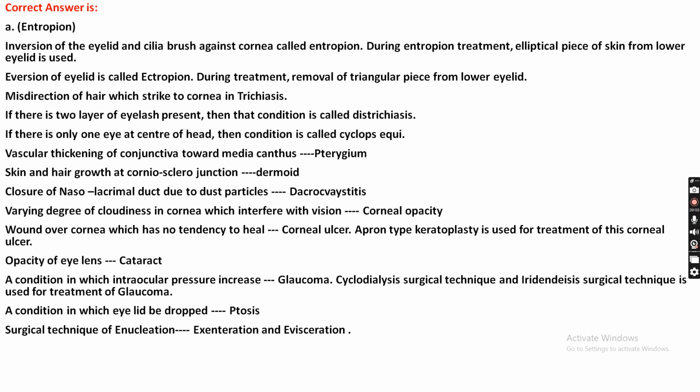If there is an ulcer on the cornea which is a non-healing type of ulcer, that is known as corneal ulcer. To cure this corneal ulcer we have to perform apron type keratoplasty. Opacity of the eye lens is known as cataract. A condition in which intraocular pressure is increased is known as glaucoma. To correct glaucoma we have to perform cyclodialysis and iridencleisis surgical techniques. A condition in which the eyelid is dropped is known as ptosis. A surgical technique of removal of the eyeball, enucleation, is different from exenteration and evisceration.